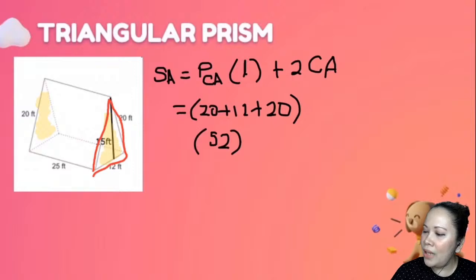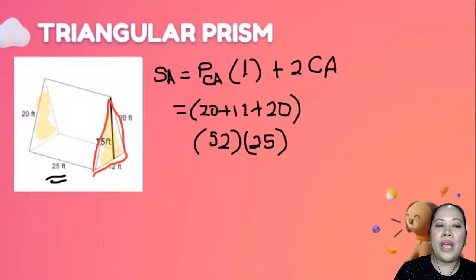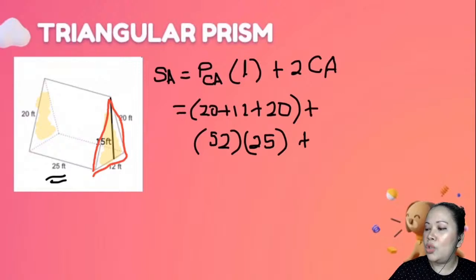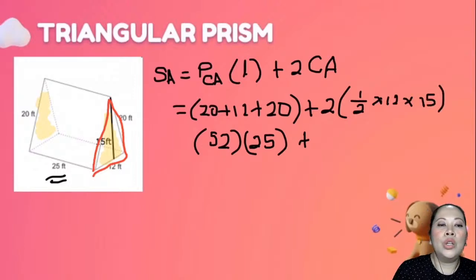Okay, so we have 52 times the length, which is 25. Can you find the value for that? And then we will add 2 of our cross-sectional area, which is 1/2 times the base, 12, times the height, 15. So 12 times 15 is 180. Half of that would be 90.